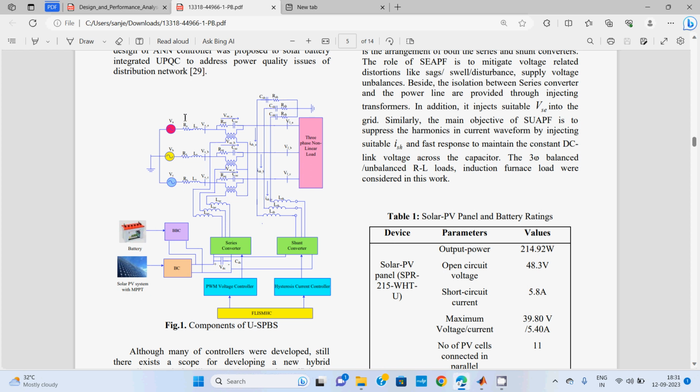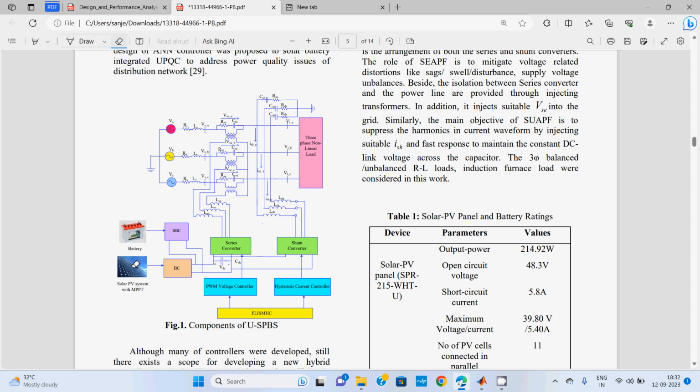For example, this is not a pure grid. It has somewhat distorted voltage signals. So I need to protect against the voltage related problems. Here itself I need to solve, and then here itself I need to solve. The load related problems I need to solve here because of the shunt converter. The role of the series converter is to solve voltage related problems, and the shunt converter solves current related problems. Current related problems are harmonic compensation and reactive compensation. These two are done by the shunt converter.